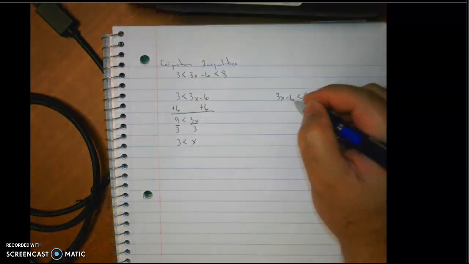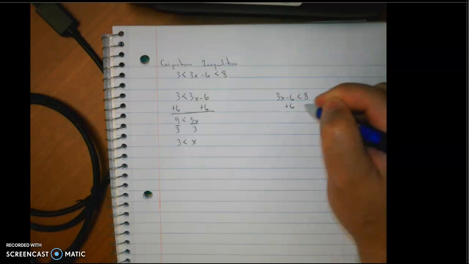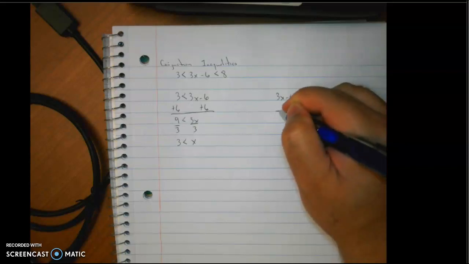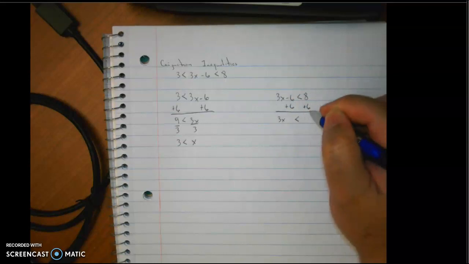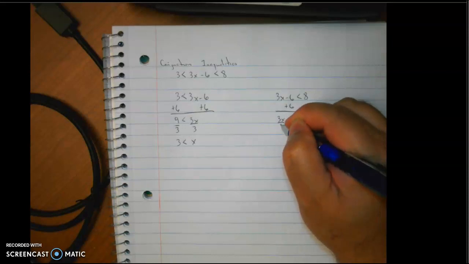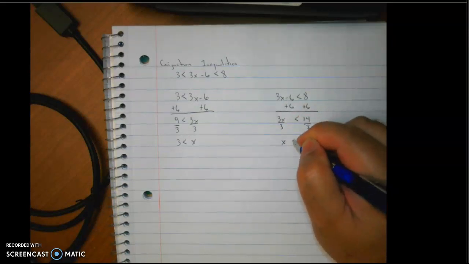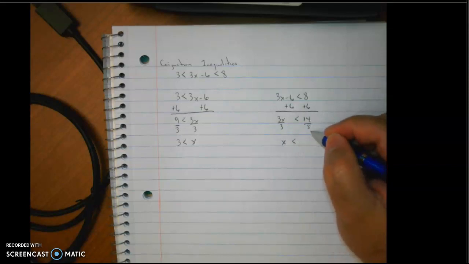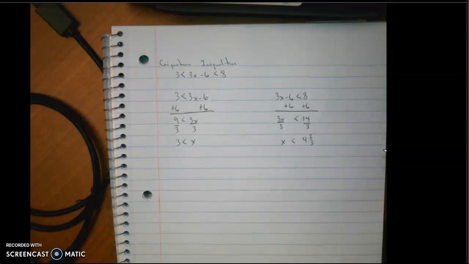On this side, we're going to do much the same. We're going to get rid of the negative 6 by adding 6 to both sides. So now we have 3x is less than 14. Again, we divide by 3, and we get our x. 1x is less than 14 thirds, which is the same thing as saying 4 2/3.